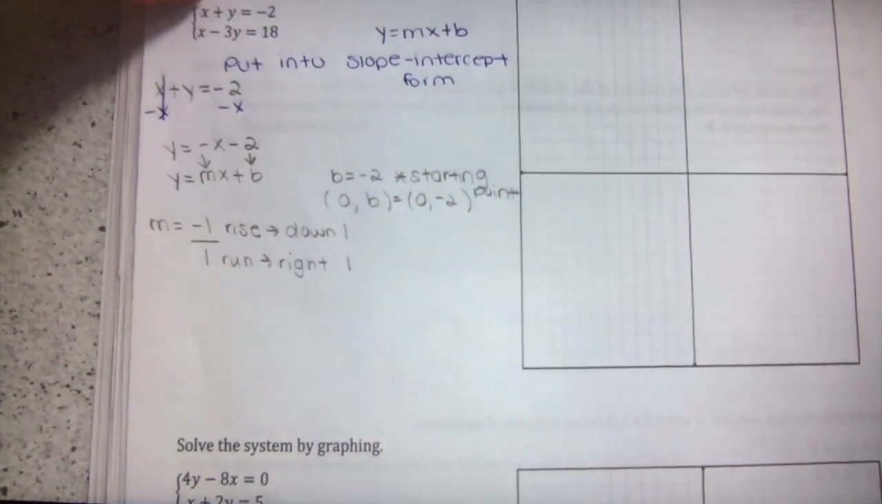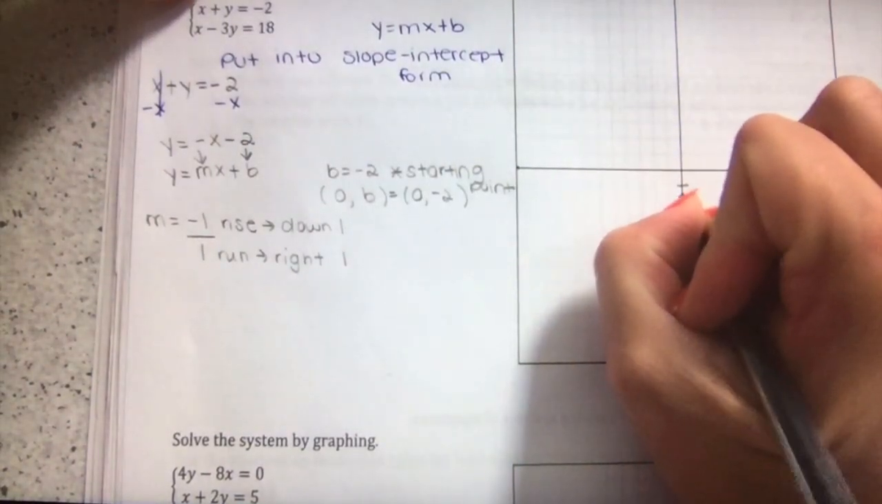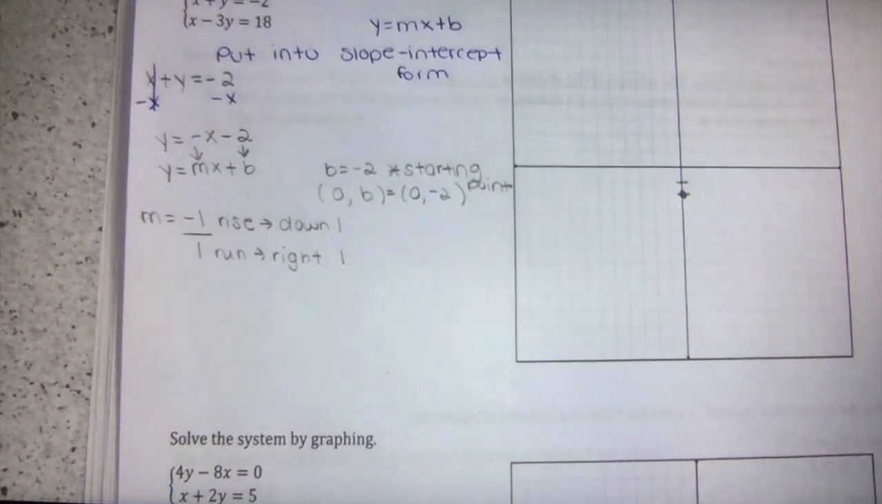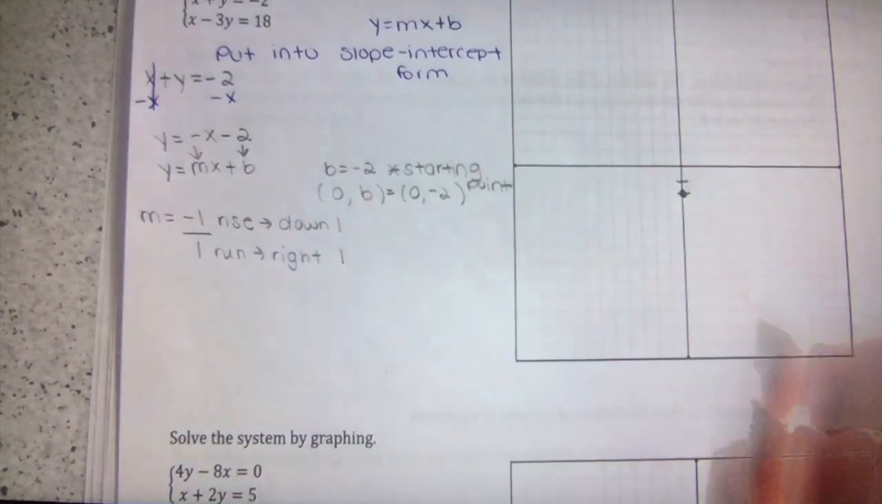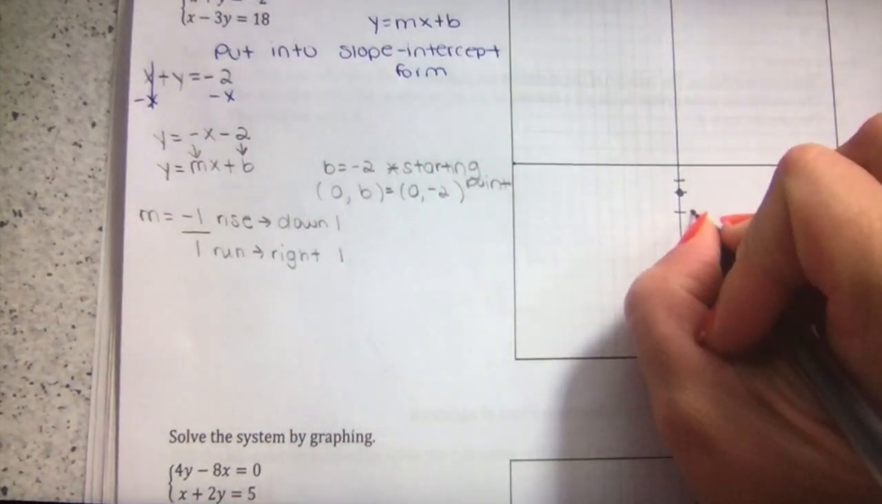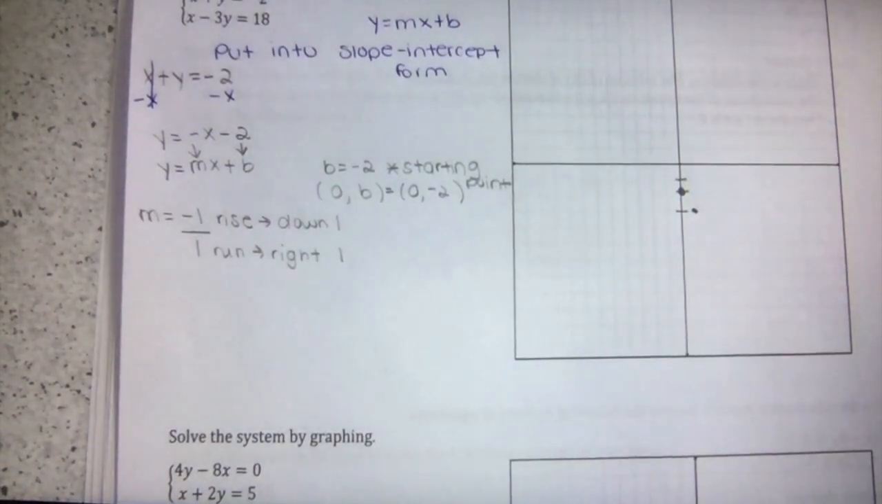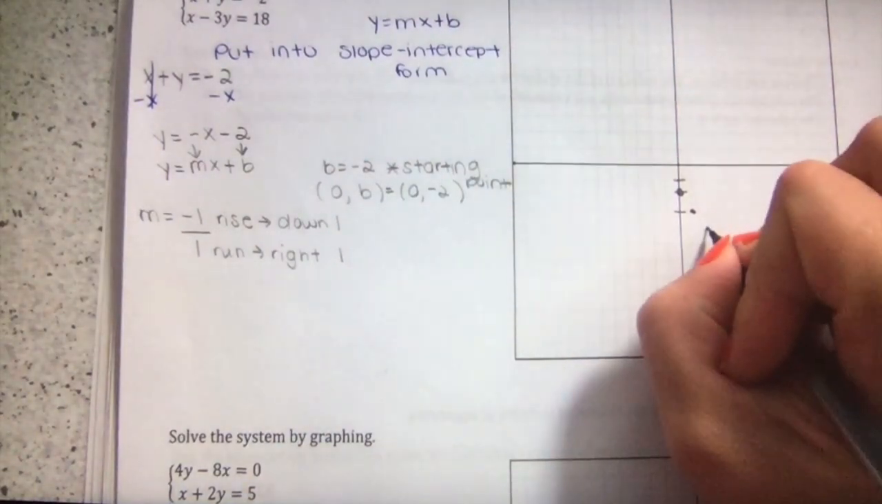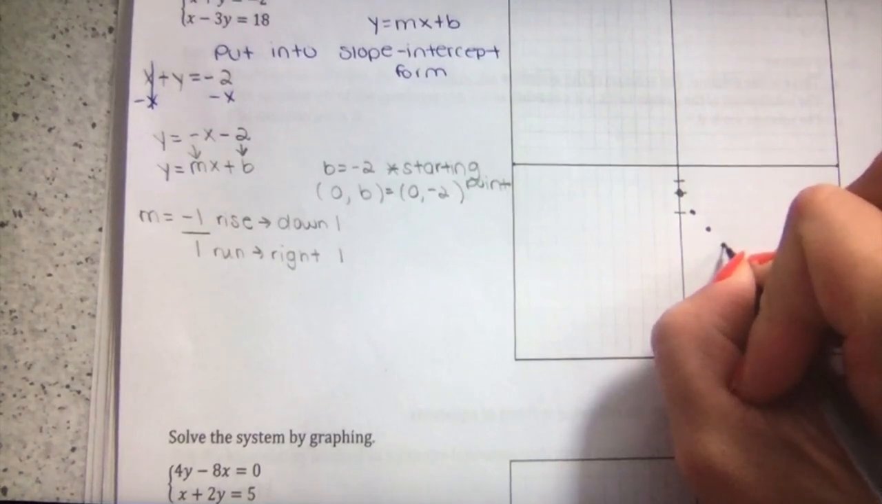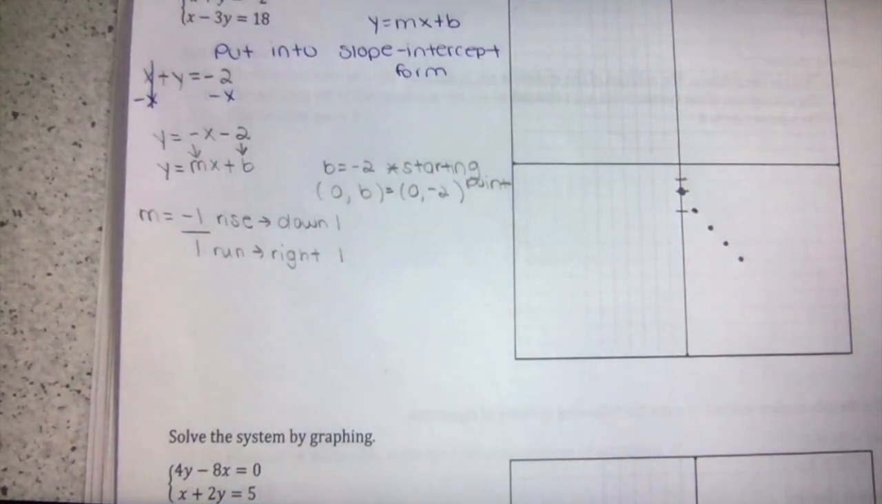That's where we're going to start. So (0, negative 2) is our starting point. From there, I need another point, so I'm going to go down 1, right 1. I was going to do a couple other points because I'm not very good at drawing straight lines. So down 1, right 1, down 1, right 1, down 1, right 1, just so that I can have a couple more points so it's easier for me to draw a straight line.